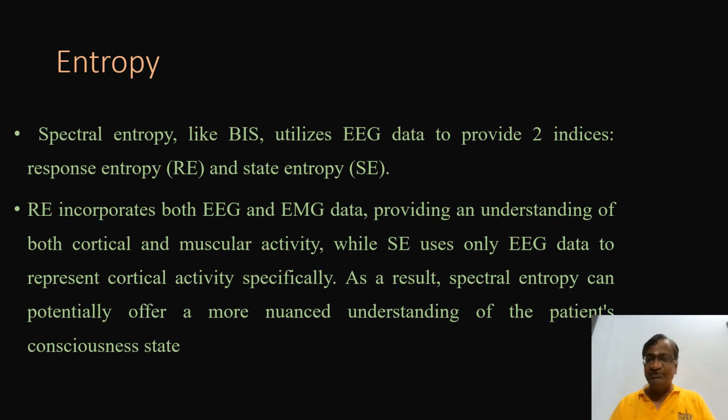This is about this. Now we come to entropy. It utilizes EEG data and provides two indices: state entropy and response entropy. Response entropy uses the EEG and EMG of the frontalis muscle. You are keeping the same electrodes here.